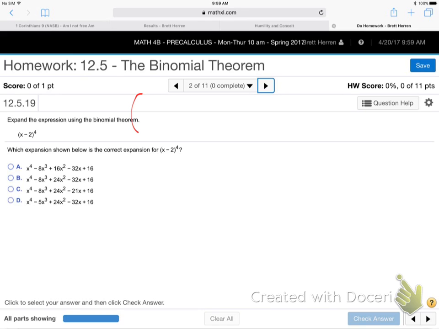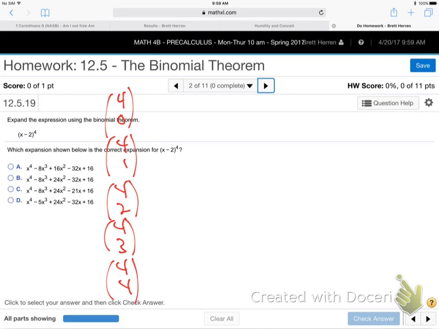So what are we going to start out in the parentheses? What's the first term? 4 choose 0, right? 4 choose 1, 4 choose 2, 4 choose 3, 4 choose 4. Right, you start with a power of 0. Go all the way up. So there, 4 choose 4.